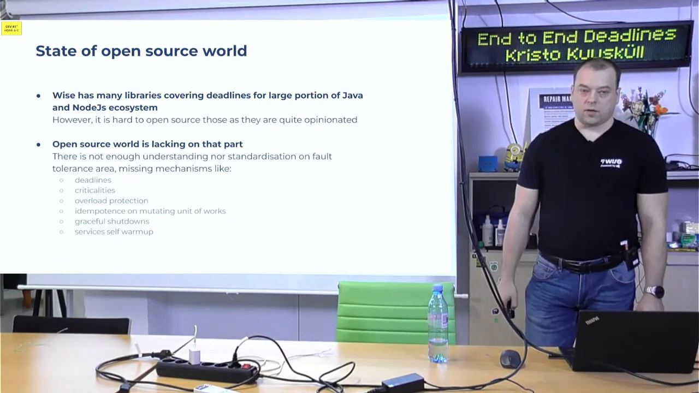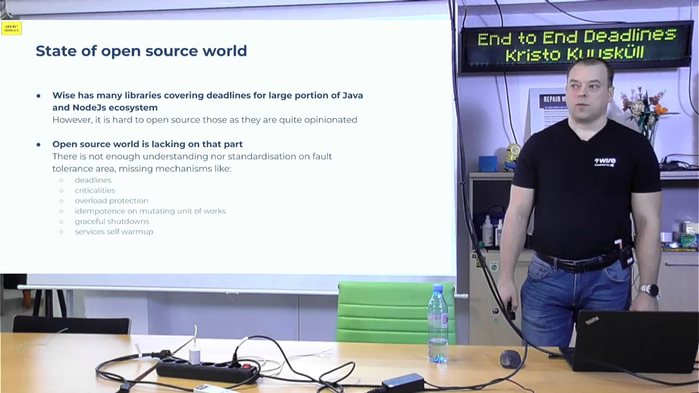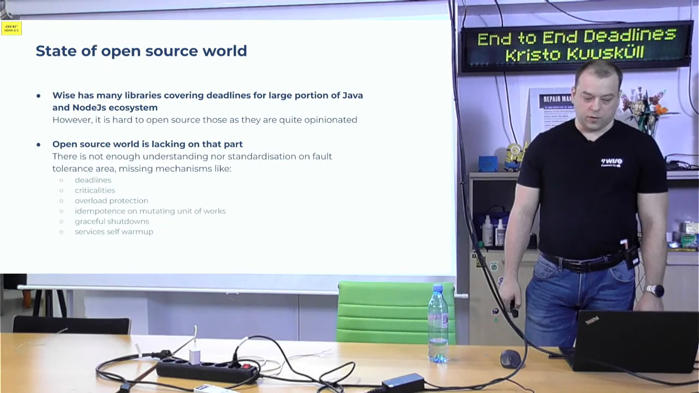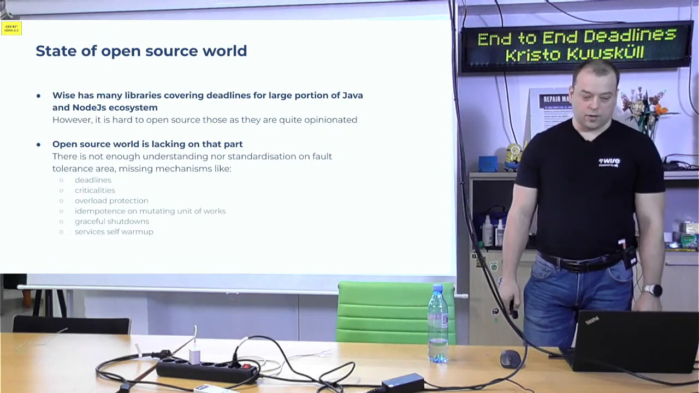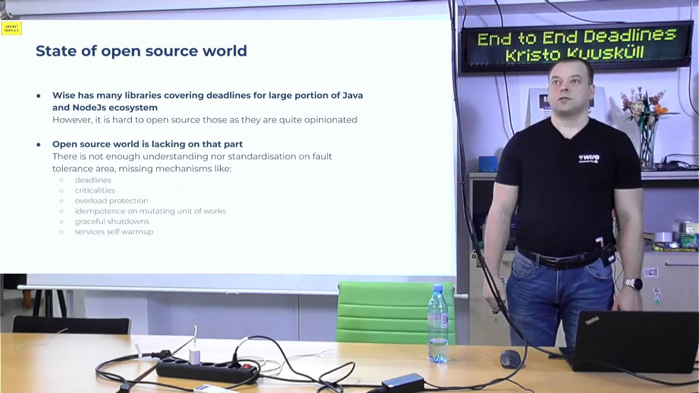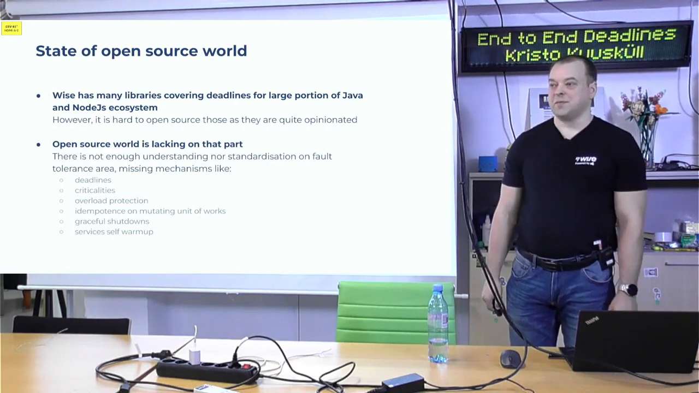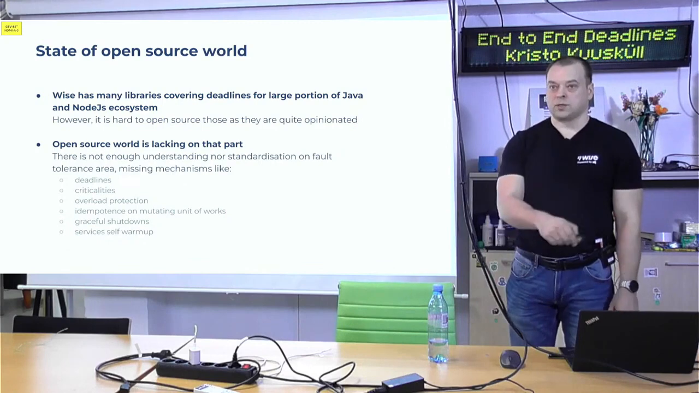But here in this slide you can see most of the fault tolerance mechanisms you should be aware of: deadlines, criticalities, overload protection, idempotency and retriable, even on mutating units of work, graceful shutdown, self-warm up. Those are topics where, when we interview very strong candidates at Wise, usually only one in 100 engineers has even heard those terms. So that is not easy to discover for yourself, but if you know those terms, I strongly recommend doing more research on those.